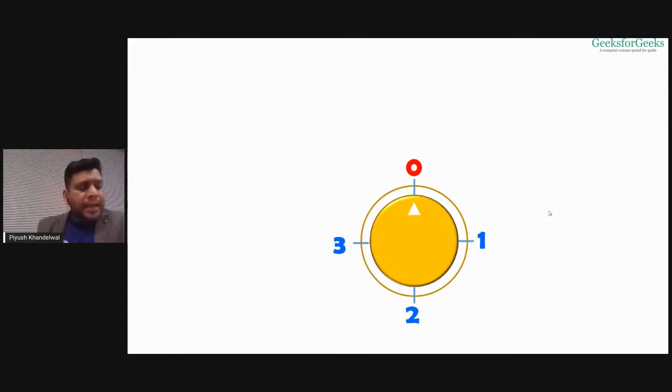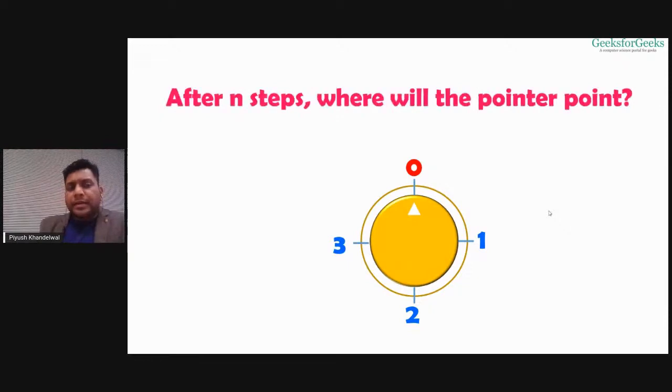Now, can you tell me that after n steps where this pointer will point? So suppose I take an example. I want the answer after 336 movements. I have moved it 336 times. I've rotated 336 times. Where will this pointer be pointing to? If you think you have some idea, it will point to 0, 1, 2, or 3. Where will it point to?